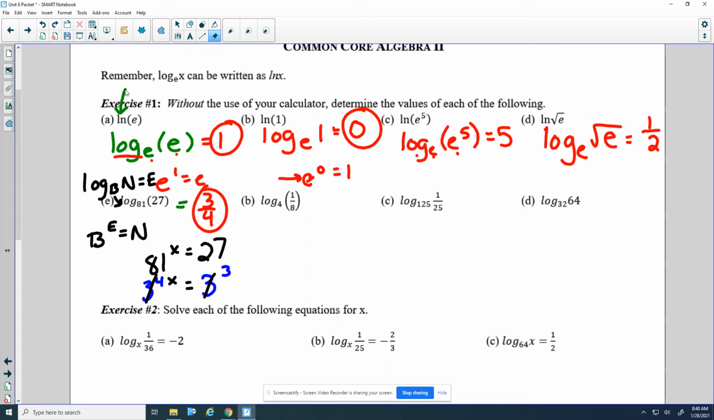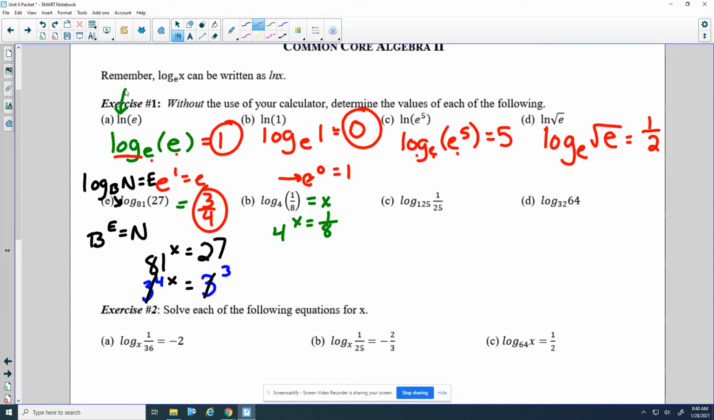So I'm just going to erase this so I can get that out of the way. The next one, what exponent for 4 gives me 1/8? So I'm going to put this in exponential form. My base is 4, my exponent is x, and the number it's equal to is 1/8. So that's just switching from log to exponential form.